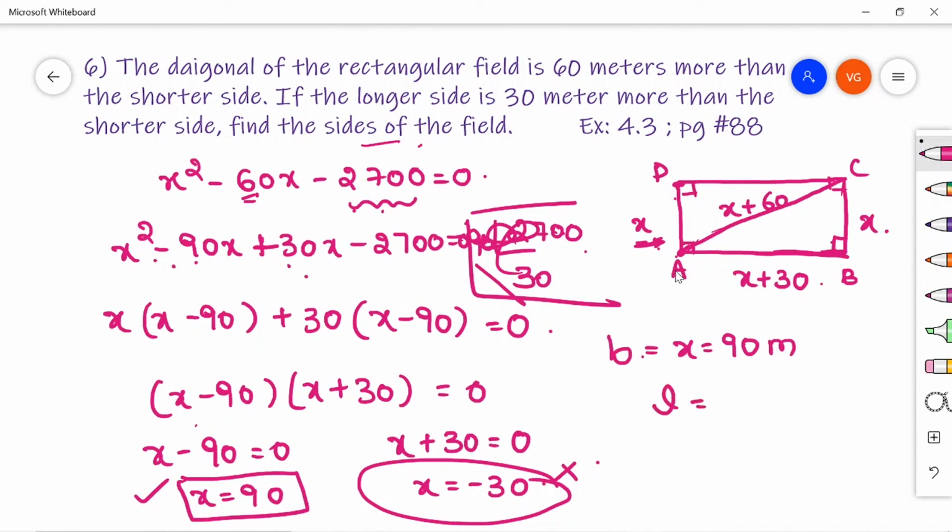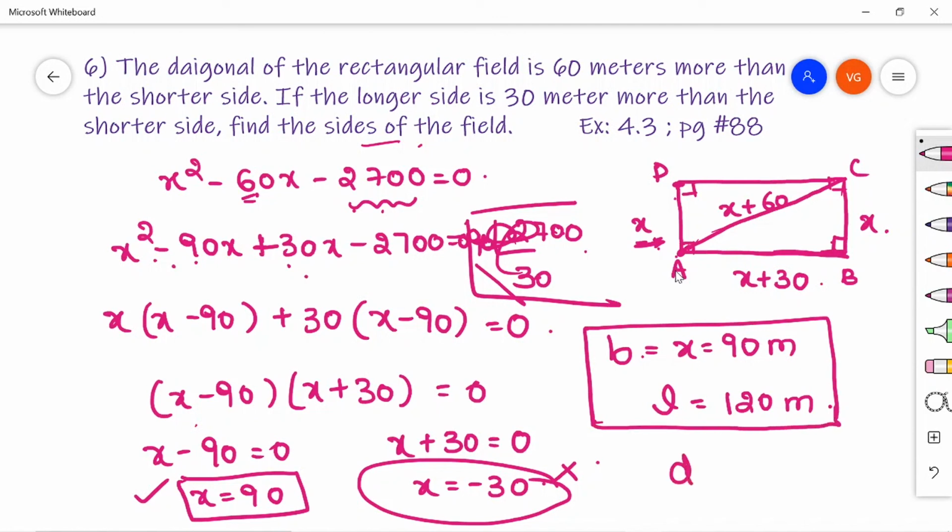Then the length is how much? x plus 30, 90 plus 30, that is 120 meters. So these are the length and breadth of the rectangle. Suppose they are asking for the diagonal, that is 90 plus 60, so 150 meters. That also you can write. So this is how we can solve this problem.